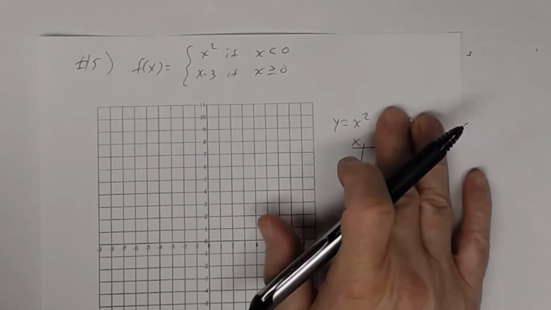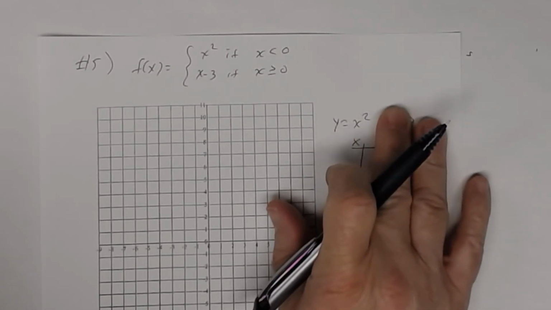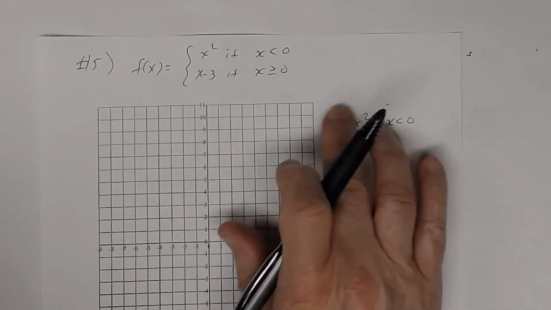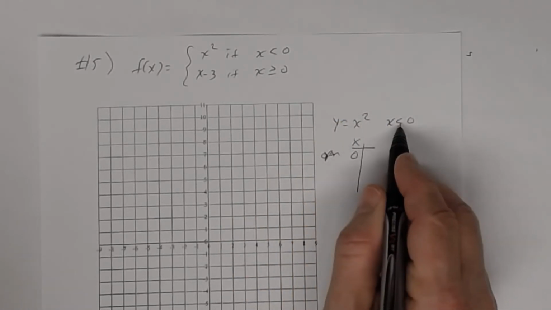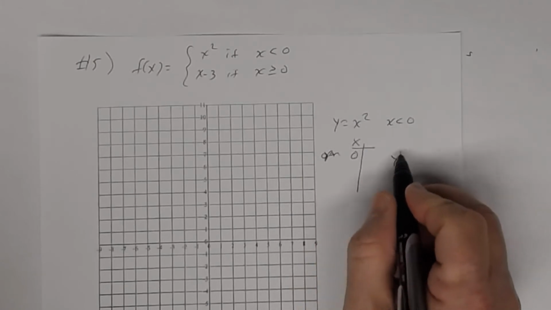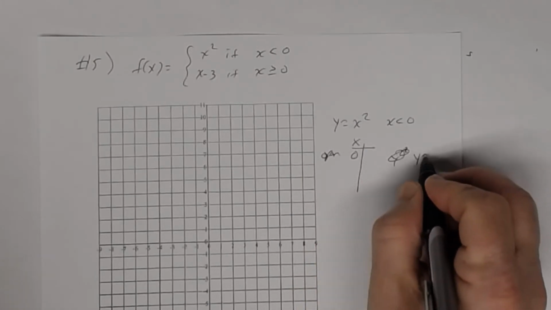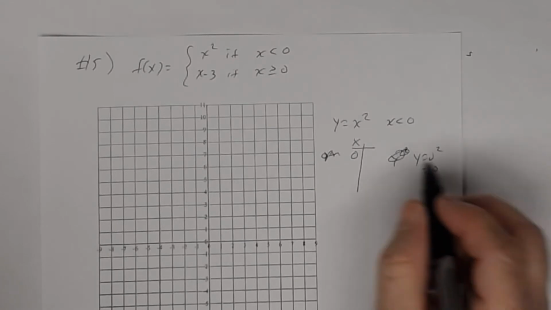If the domain was all real numbers, this would be a parabola, but I'm restricting my domain, so I'm only using part of this parabola. So if x is 0, this is going to be open since there's no equal sign. When x is 0, I get y equals 0 squared, which is 0, right?